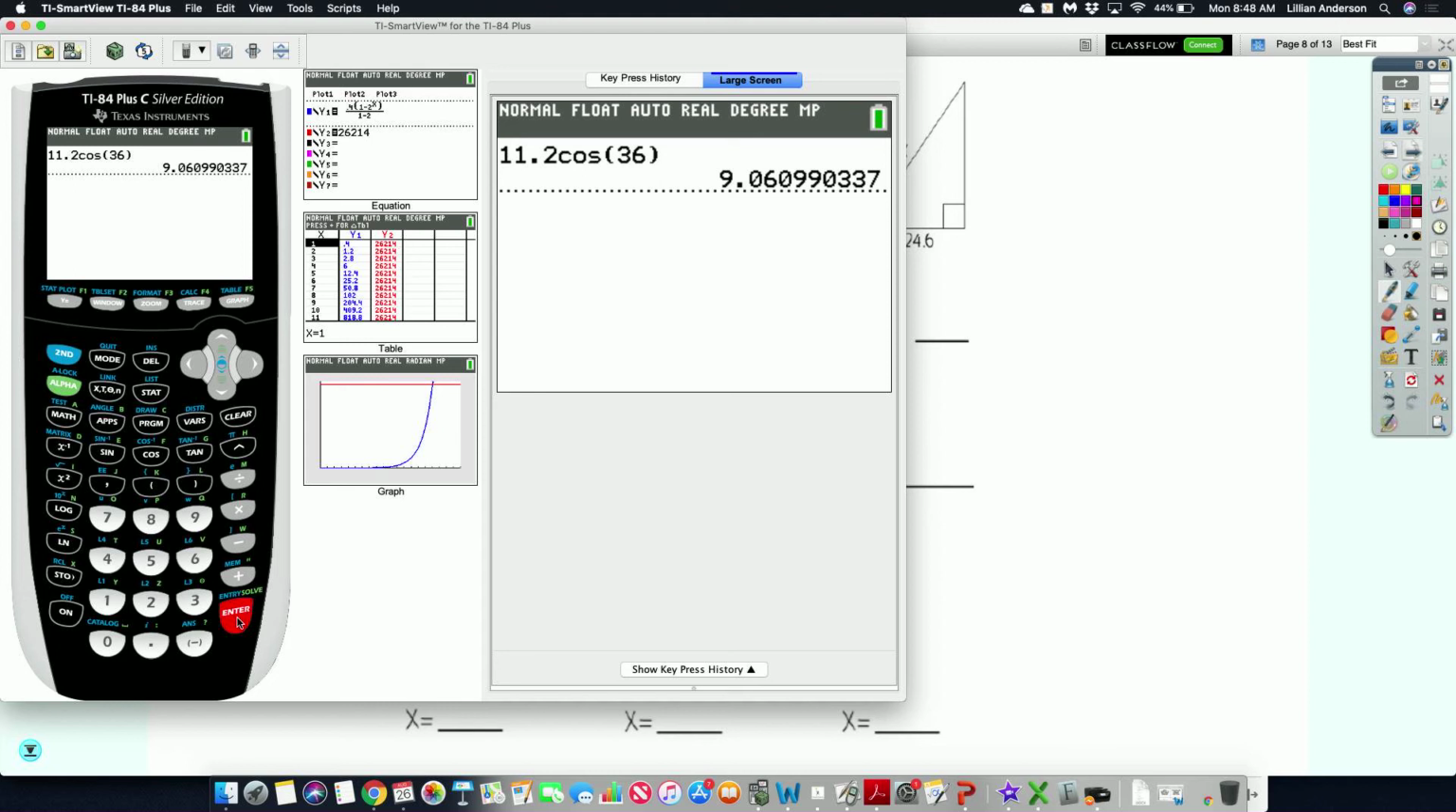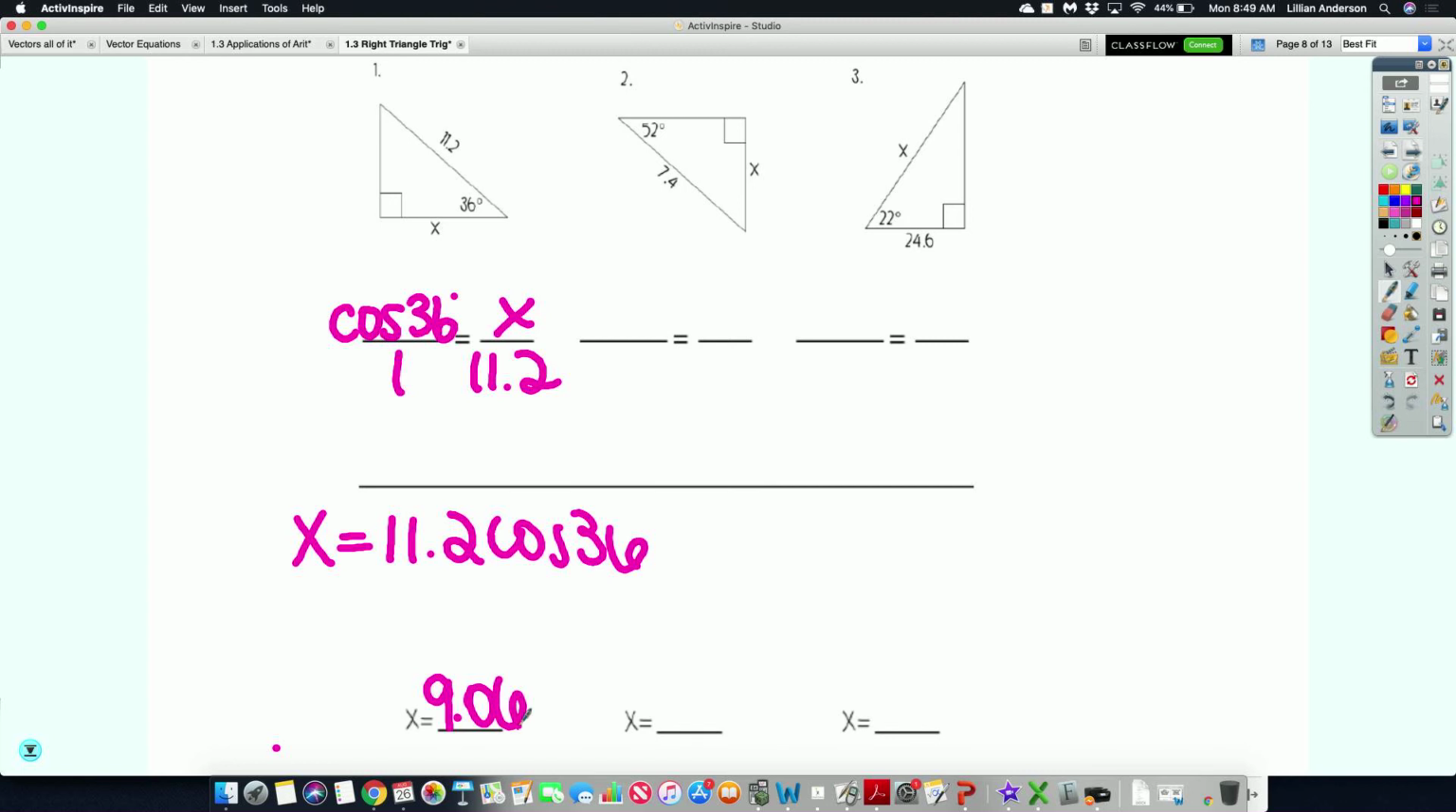And you always want to make sure that you round to 3 significant figures. So what would that be? 9.06. So x is equal to 9.06, and there were no units. If you are not in degree mode, you're going to get a value that's between -1 and 1. And for a problem like this where the hypotenuse was 11.2, that would make 0 sense. So if you get something like that, that's an indication that, oh snap, I'm in the wrong mode. Okay. All right, let's look at number 2.